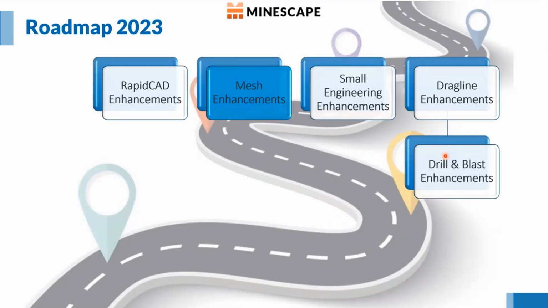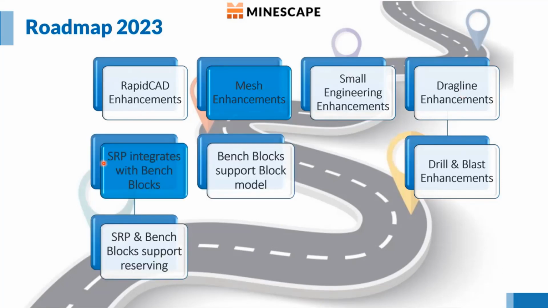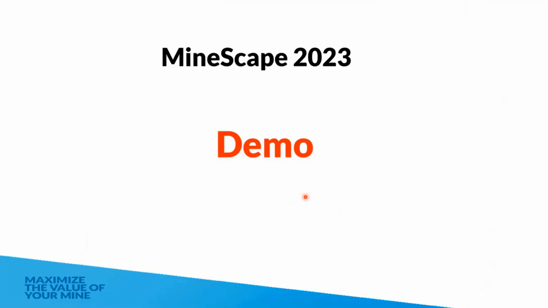Rapid CAD enhancements, mesh enhancements for sure, some small engineering enhancements. We've done a lot of work for dragline enhancements already. And SRP, short range planning tools. We want to integrate it with Binge Block, our Binge Block functionality. And we need to make sure our Binge Block supports block models, and SRP supports block models. So that's what I have for a PowerPoint.